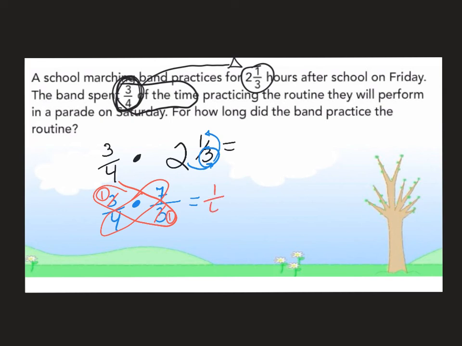Now I've got 1/4 times 7 over 1. I like that. Multiply across. 1 times 7 is 7. 4 times 1 is 4. Simplify that to 1 3/4. And I'm done.